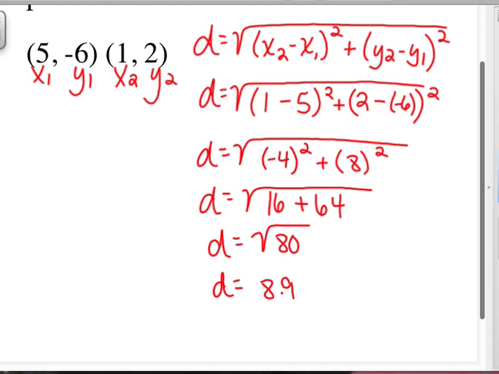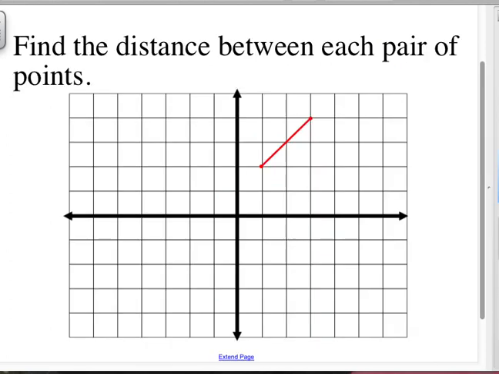So it's not as easy as just counting the boxes. For example, if you were to plot these 2 points, 5, negative 6, and 1, 2, on the coordinate plane, you might go, oh, I'll just count the boxes between the dots. No, it doesn't work that way. A lot of these lines would be on the diagonal, and you can't count the boxes. It's not that simple. So this is an actual formula that helps you calculate the distance between 2 points on a coordinate plane. If you were to plot these 2 points, they would be 8.9 units away from one another. Maybe this will help you visualize that.